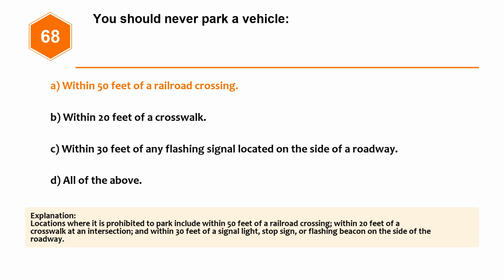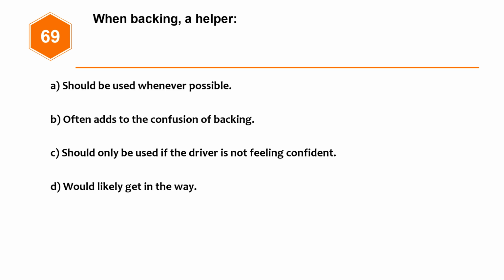Explanation. Locations where it is prohibited to park include within 50 feet of a railroad crossing, within 20 feet of a crosswalk at an intersection, and within 30 feet of a signal light, stop sign, or flashing beacon on the side of the roadway. Question 69.